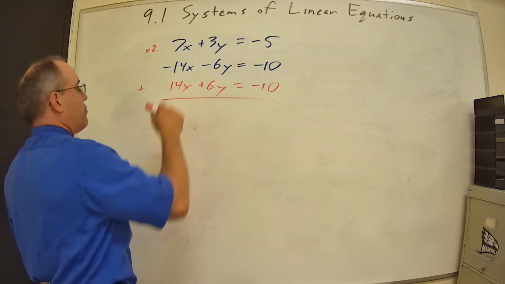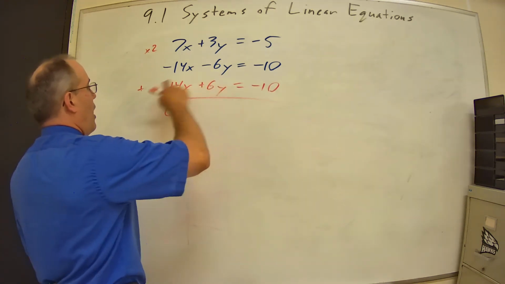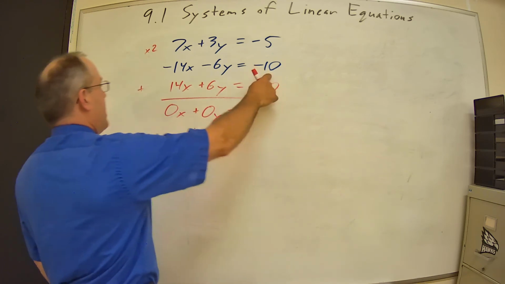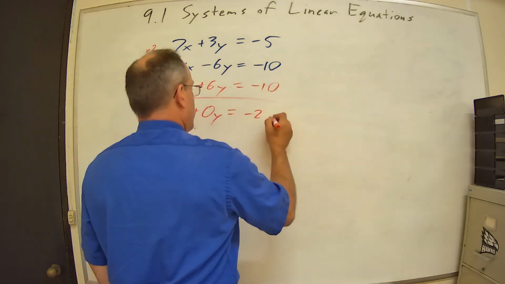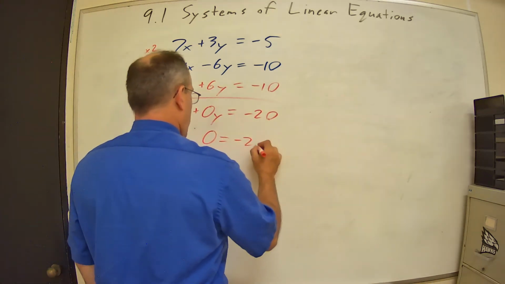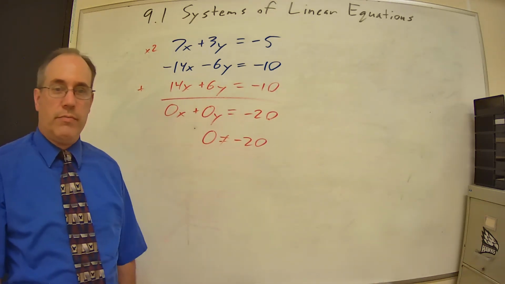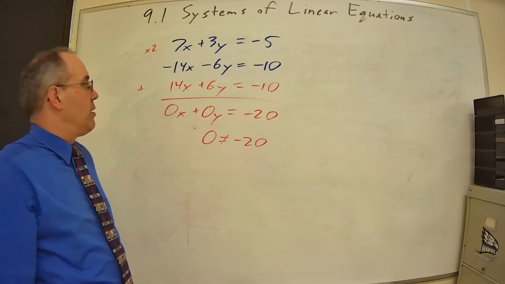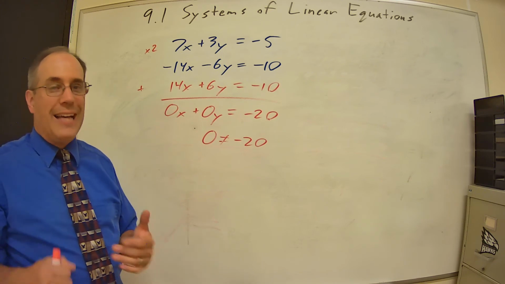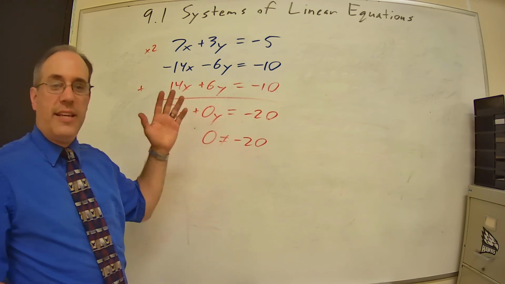Negative 14x plus 14x gives me 0x. Negative 6y plus 6y gives me 0y. Negative 10 plus negative 10 gives me negative 20. So I have 0 is equal to negative 20. Well, 0 is not equal to negative 20. So where did I make a mistake? The answer is I didn't make a mistake. This is an inconsistent system.